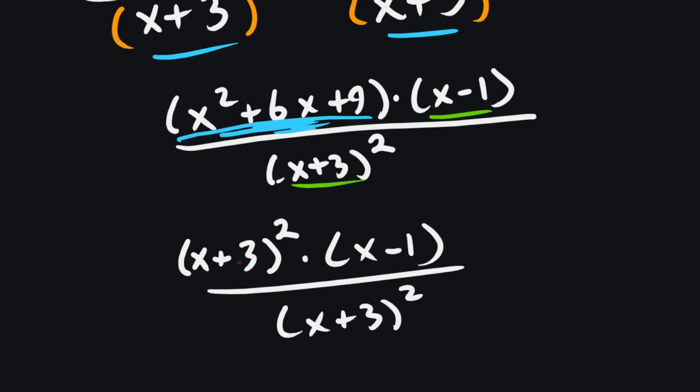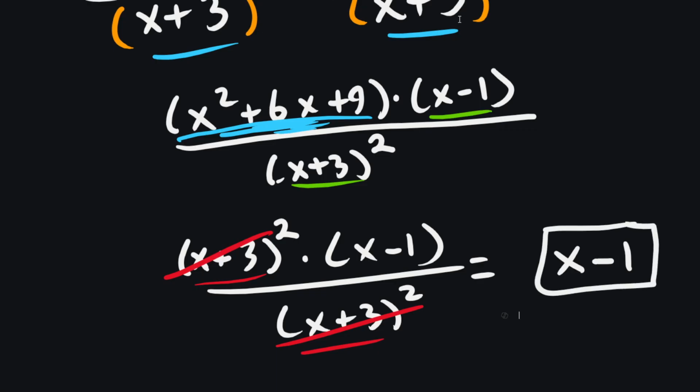And you might notice we have an x plus 3 squared in the numerator and in the denominator. So we have it being multiplied in the numerator and the denominator as well. So we can cancel those out, and we are just left with x minus 1 as the final answer.